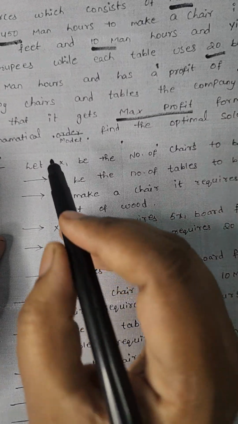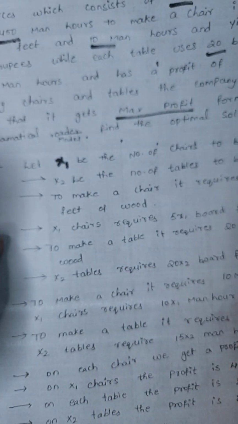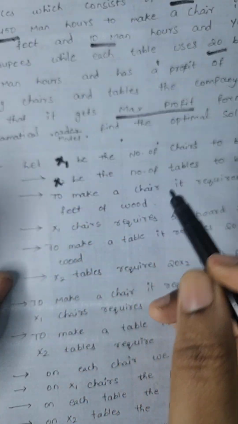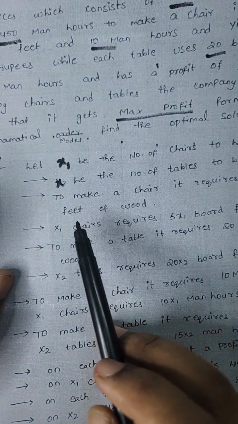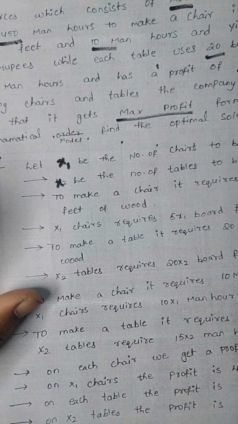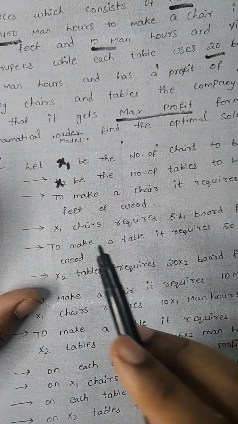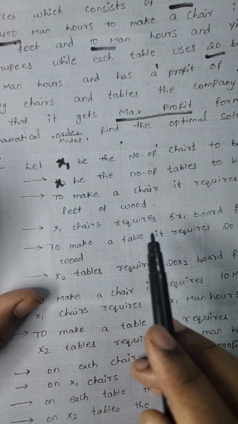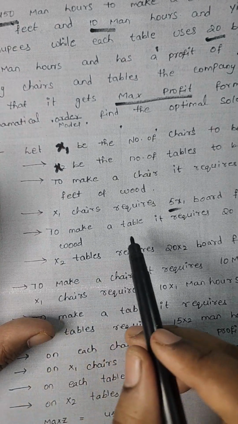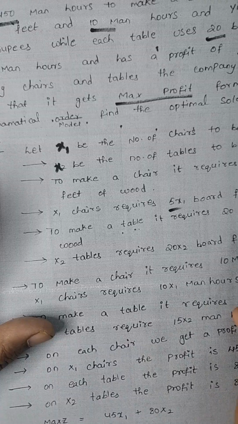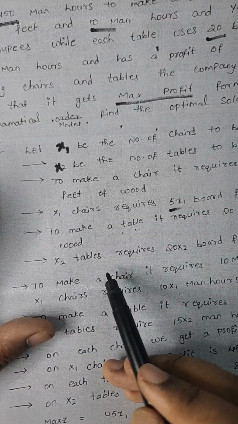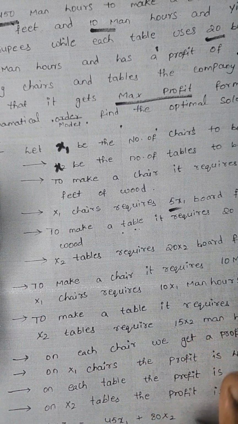So first, let x1 be the number of chairs to be produced and let x2 be the number of tables to be produced. To make a chair, it requires 5 board feet of wood, so for x1 chairs it requires 5x1 board feet of wood. Likewise, to make a table, it requires 20 board feet of wood, so for x2 tables it requires 20x2 board feet of wood.